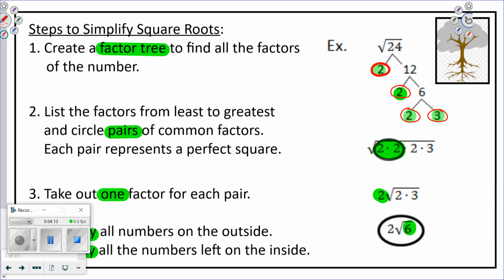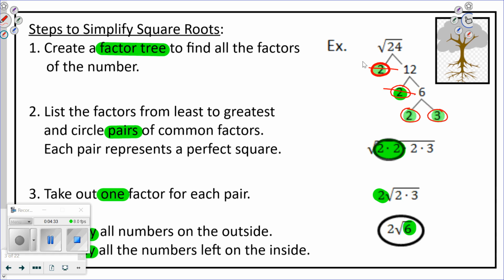Okay, so what I do once you get to your factor tree method, you're looking for pairs, because a square root is a number times itself, right? So if I'm looking for pairs, what do you have a pair of? I have a pair of 2s, right? So there's a 2 and another 2.